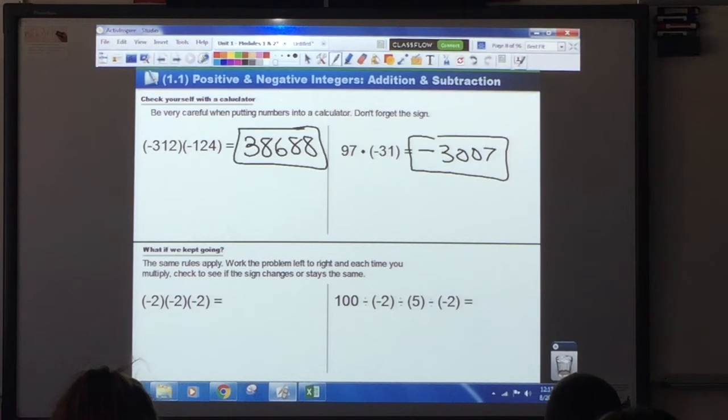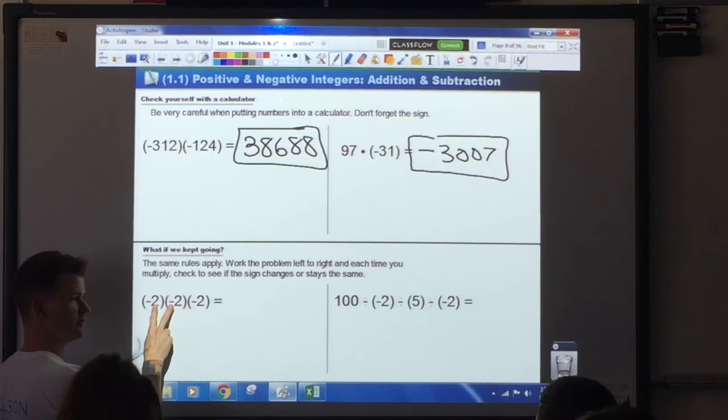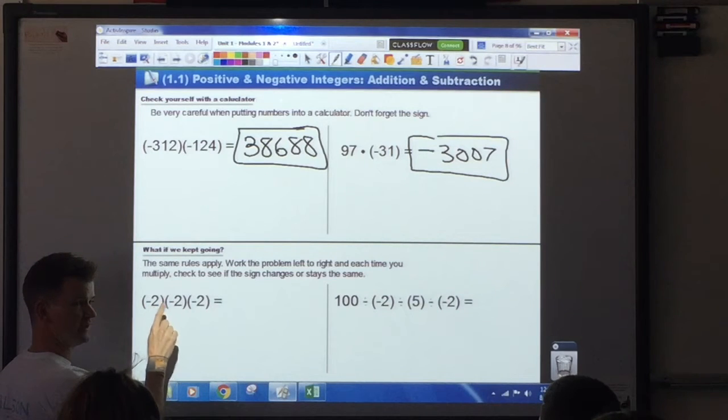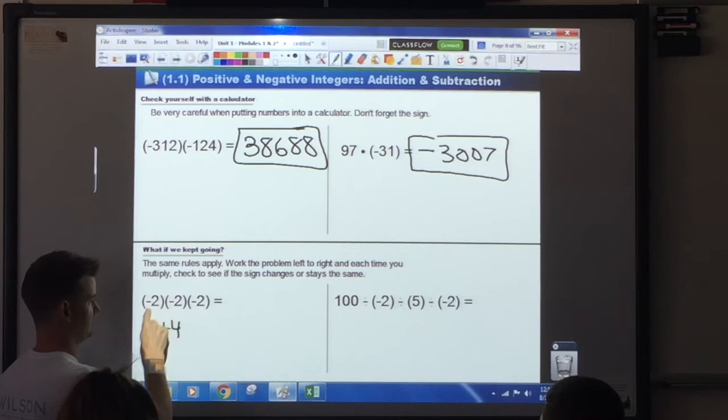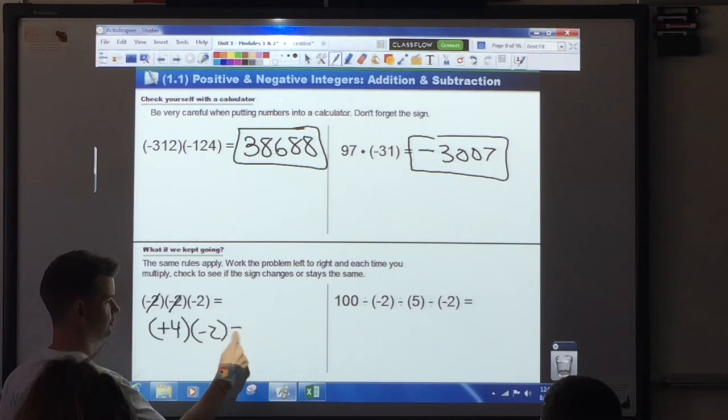All right. So now, what happens if we keep on going? What happens if it's not just two numbers, but I have three or four? The rules continue on. And what does that mean? That simply means take two numbers at a time. Deal with these two numbers first. So, these two numbers are both what? Negative. If I multiply them, I should get what type of number? Positive. Negative 2 times negative 2 gives me positive 4. These are done. I will now multiply that by negative 2, and that's going to give me?